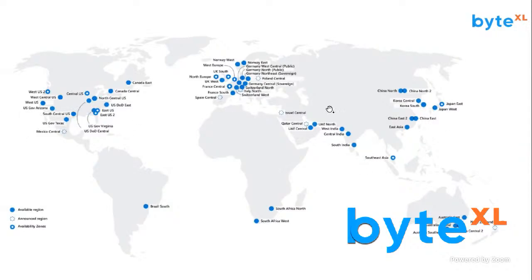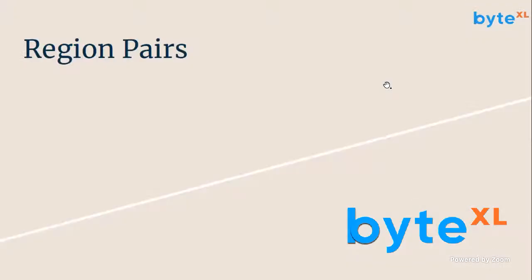If you are running a business in India, there are Azure regions there too, like South India, Central India, and West India. There are multiple different regions, so based upon your preference, you can choose the region. And there is a concept called a region pair.